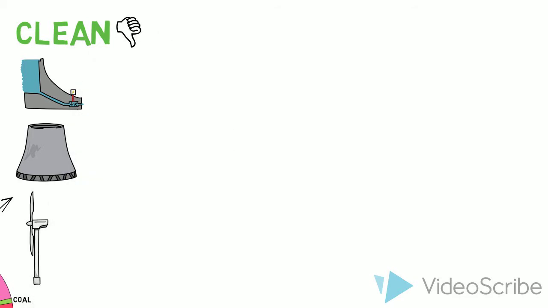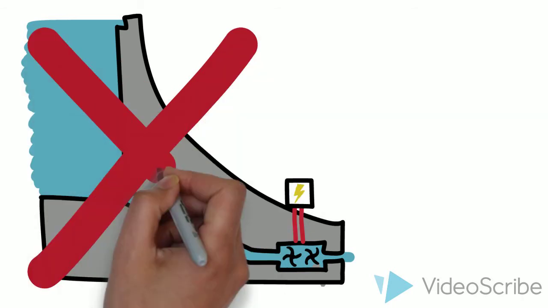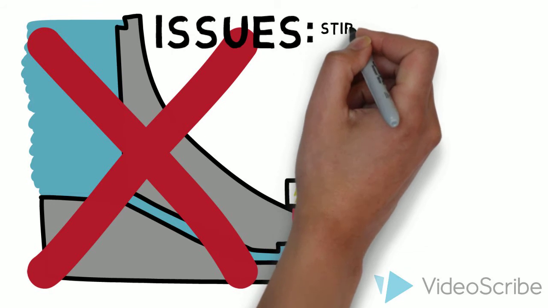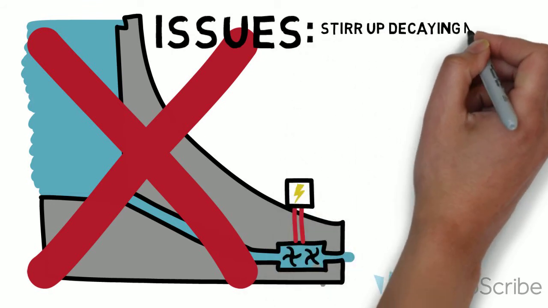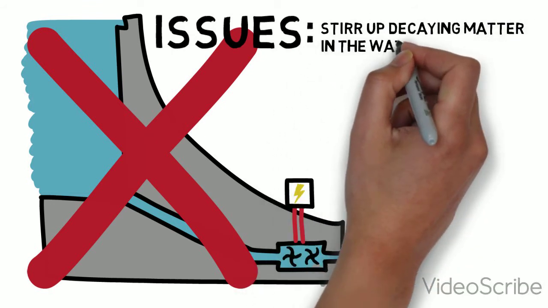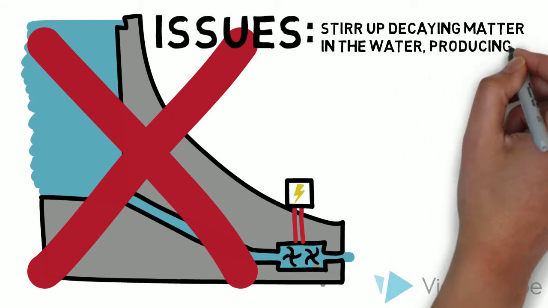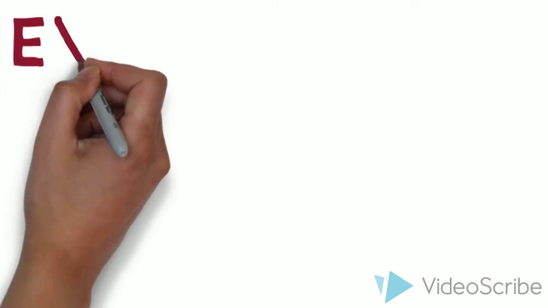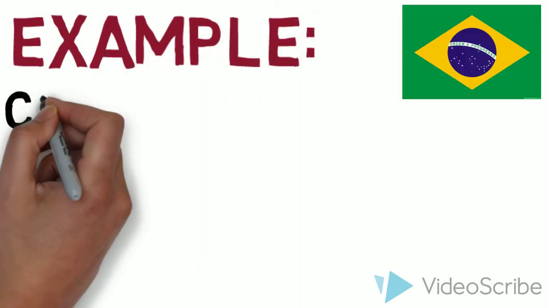But are they really? Hydroelectricity is not as clean as it seems. Water is a renewable energy resource, however, there are other issues at hand. Man-made hydro reservoirs are capable of stirring up decaying matter in the water source used to create energy, releasing CO2 and methane gas, contributing to greenhouse gas emissions. Some generate more greenhouse gases than fossil fuel power plants.